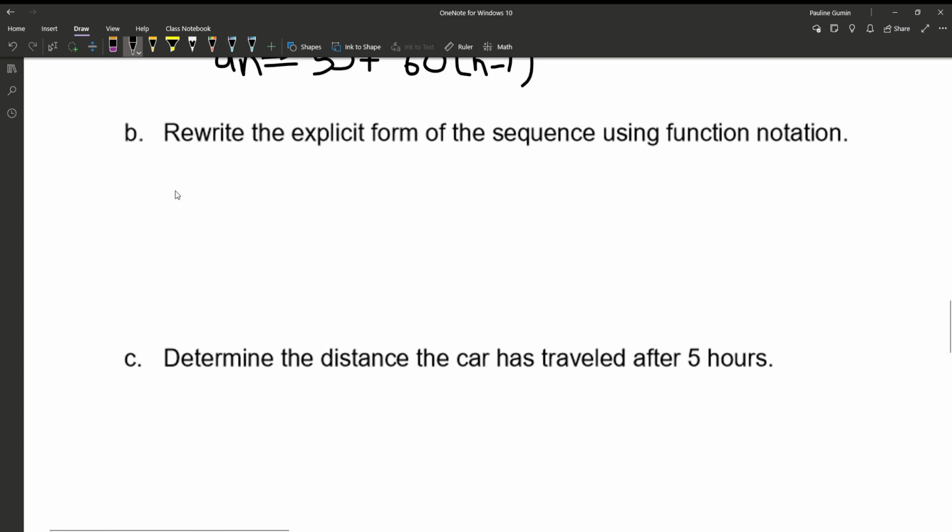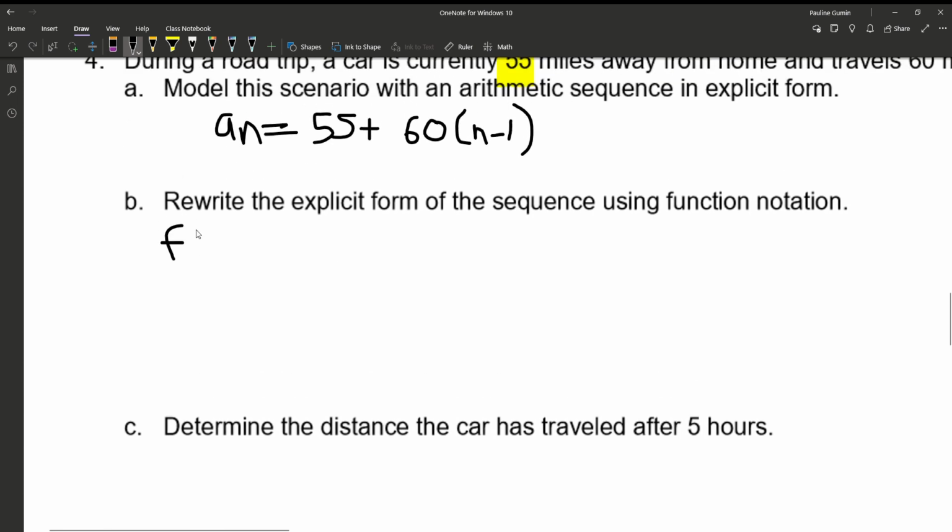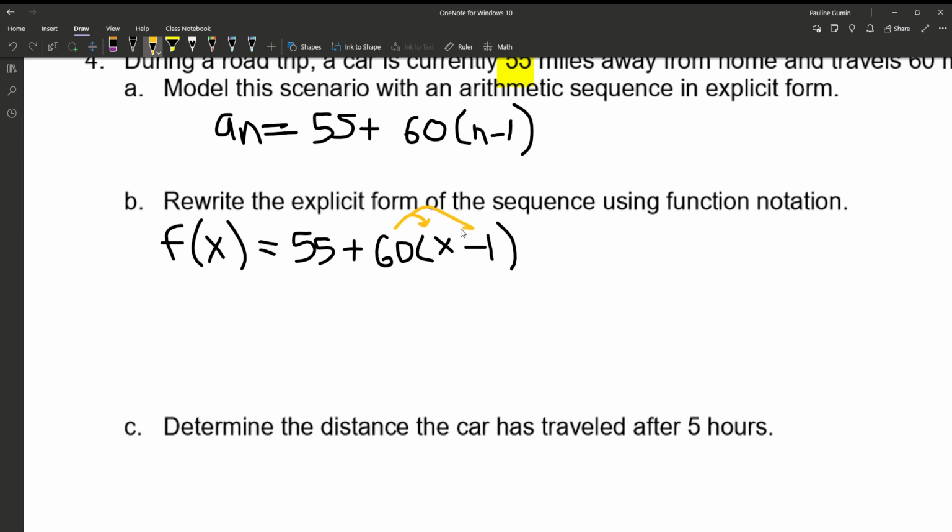In letter B, we're going to rewrite that same equation as a function and simplify it. So let's do that. Okay, so like the previous problem, we're going to have to do some distributing. And we distribute through multiplication. All right, so the 55 stays 55 because there's nothing next to it. 60 times x gives us 60x. 60 times negative 1 gives us negative 60.